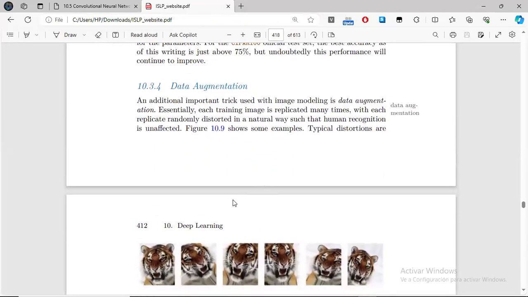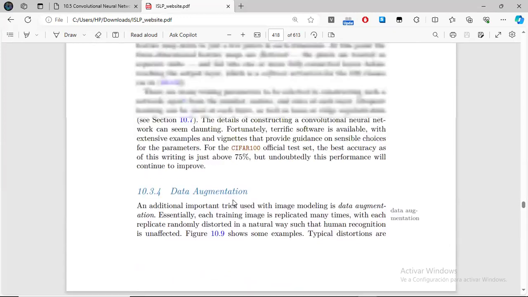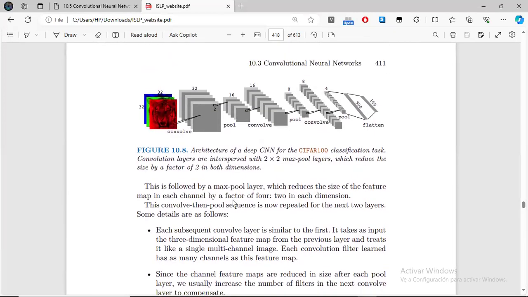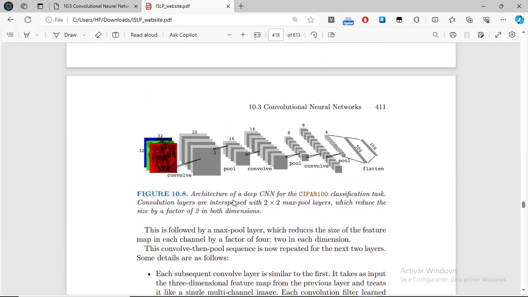There was a comment. Is the idea that the convolution is kind of like what the activation was in the other one, or is it totally different?